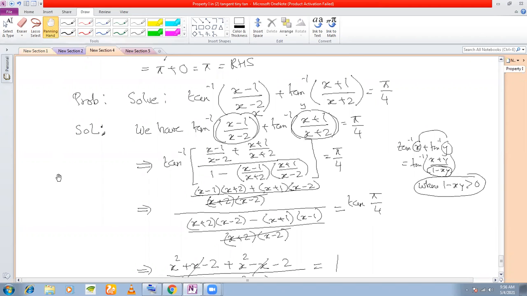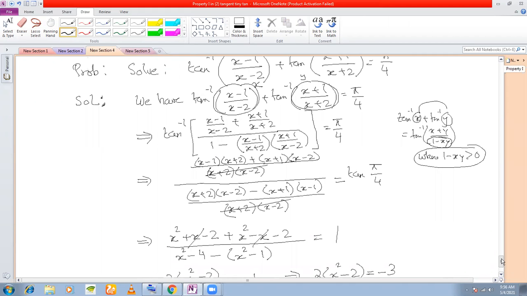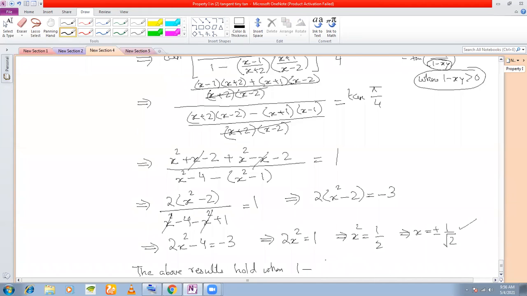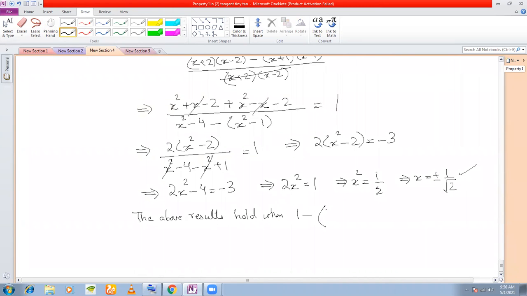So whatever values of x that you have got, x equal to plus or minus 1 by root 2, the above results hold when 1 minus, what is x here? As I told you, x here is x minus 1 by x minus 2.